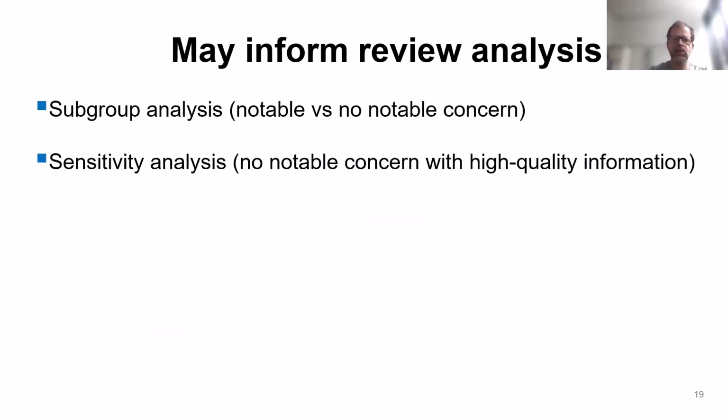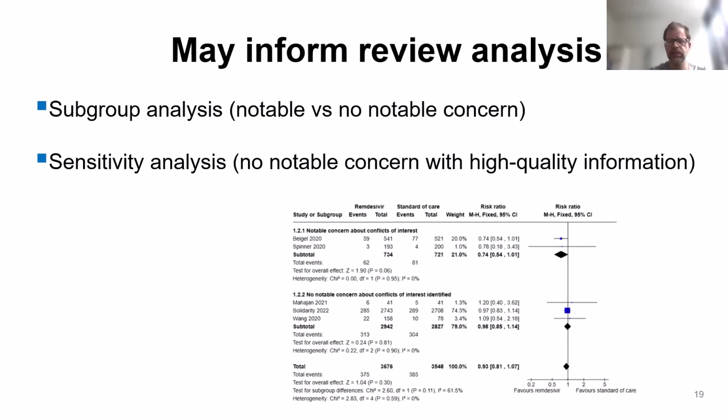The TACIT assessment may also inform review analysis, and in essence there are two ways it can do that. One strategy, similar to when you do risk of bias assessment, is to do a subgroup analysis where you stratify trials into those with notable versus those with no notable concern identified. This can be depicted in a forest plot, where you stratify into no notable concern and notable concern, and then do a test for interaction. You can also decide to do a sensitivity analysis, for example restricted to trials with no notable concern based on high quality of information, to test the robustness of the findings of your primary analysis.